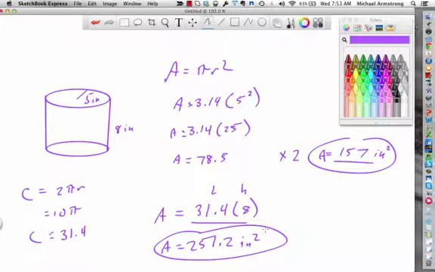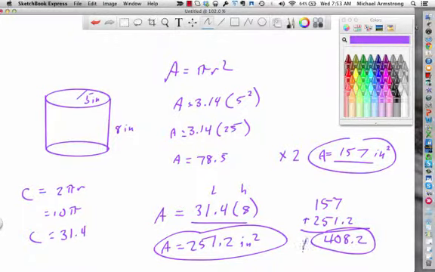So we're going to add 157 onto 251.2, which equals 408.2, and that's the area in inches squared, the surface area. So that would be a giant S, because we're doing surface area.